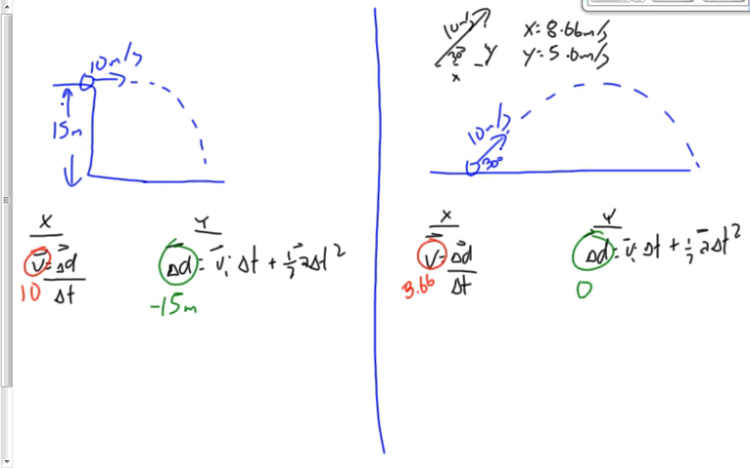The final difference? The final difference would be vi for the y component. Vi for the y component in the first problem is what, Kevin? How much of the 10 meters per second is on the y-axis? None. So it's going to be 0. Vi for the y component is going to be what? 5 meters per second. So it's whatever the y component of the 10 meters per second was. So the third and final difference.